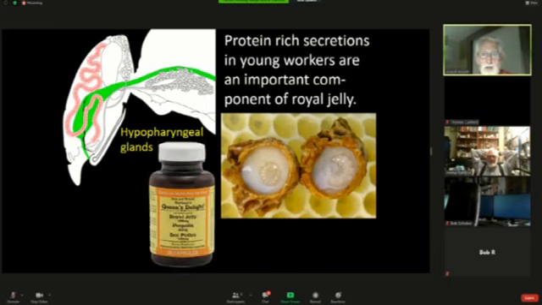And here's some royal jelly that's been harvested along with the propolis, along with the pollen, and mixed together, and these are supposed to provide many health benefits.